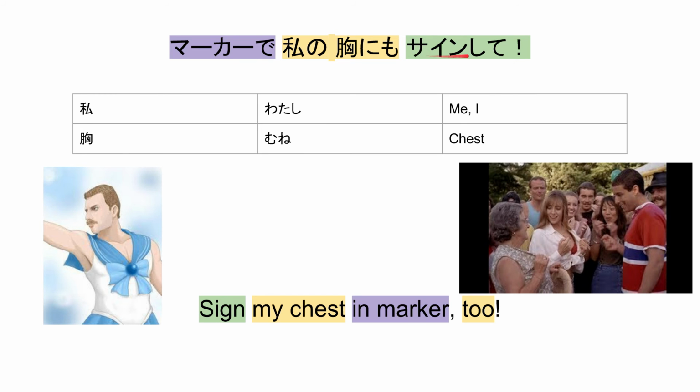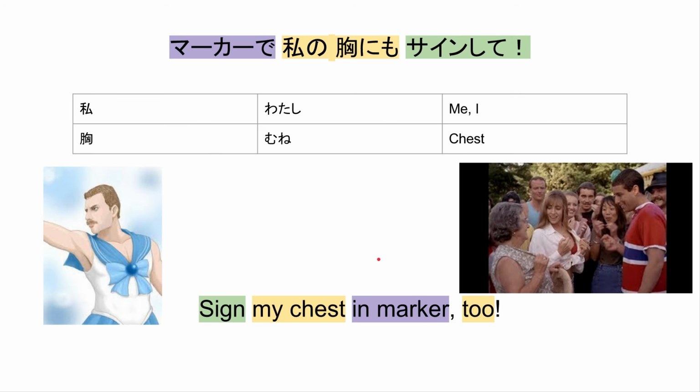Watashi no mune ni mo sign shite. So please write on my chest with a marker as well. Sign my chest and marker too. Perfect, great translation. Sign, it's almost like a command. Sign my chest. Sign my chest as well. This two here as well, the ni mo. This is the location that you're going to be asking to get signed in marker, maka de.